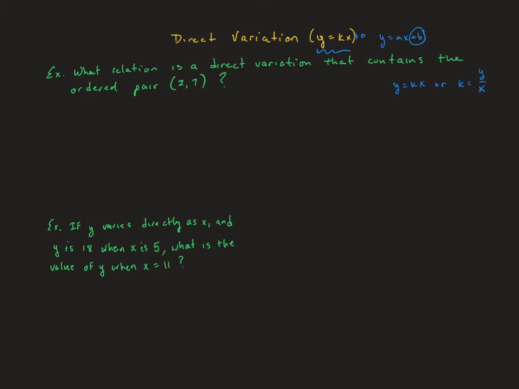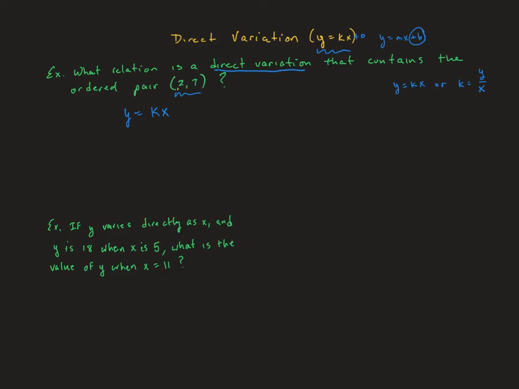So now it says, what relation is a direct variation that contains the ordered pair of 2, 7? So they're asking me to come up with the relation. Thinking about my direct variation, I have y equals kx. Where's my relation? Well, I have three variables here: y, k, and x. I need to solve for k. They've given me my x and my y, so there's one variable that I haven't solved for yet, so let's go ahead and do that.